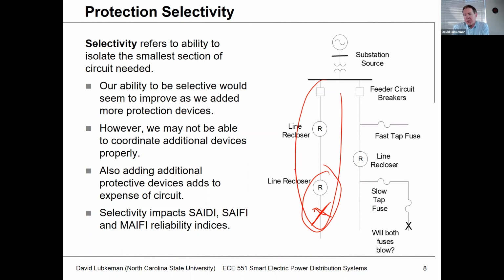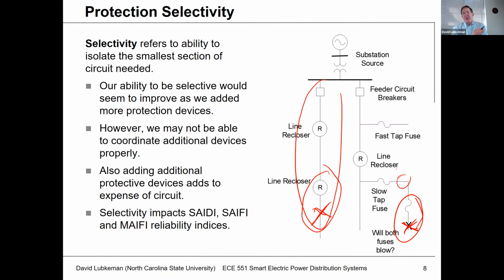The same would hold true if I had a lateral circuit. Suppose I had a fault at this particular location. Well, if I just had one fuse, then the entire lateral would have to be taken out of service by the fuse blowing. But if I could further divide that lateral with multiple fuses, then only this section of the circuit would be outaged. And if I had customers connected here, they would still be in service.